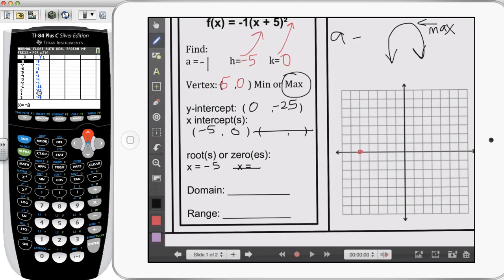Now let's graph this. Let's get a couple of points. So I'm going to take negative 6, negative 1. And I'm going to take negative 4, negative 1.